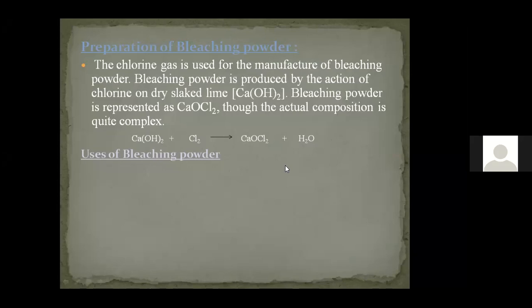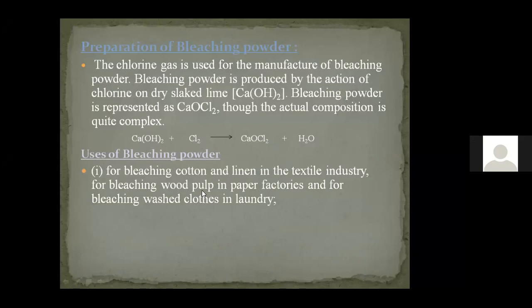Okay, we'll see some of the uses of bleaching powder. The first use is for bleaching of cotton, linen, and in the textile industries, and also for bleaching of wood pulp in paper factories, and for bleaching of washed clothes in laundry. So mainly the use of bleaching powder is for cleansing, for cleaning the dirt, for cleaning cotton material. Everywhere the dust and the dirt will be removed. For that purpose, we can use bleaching powder.